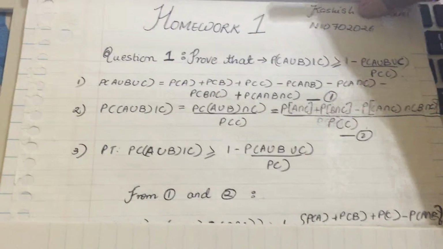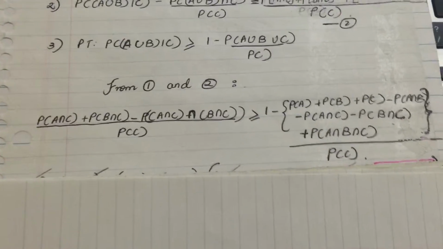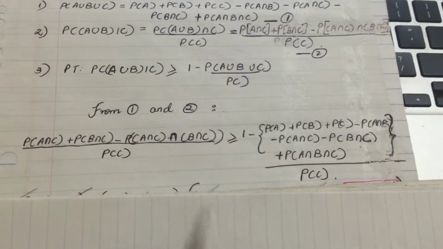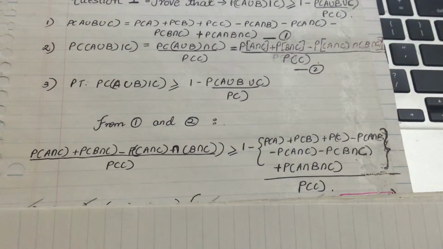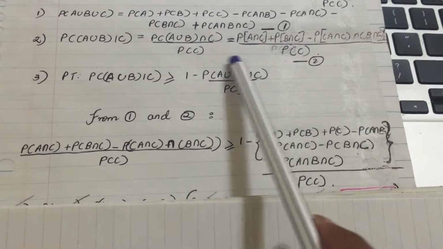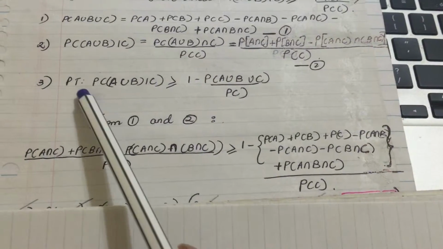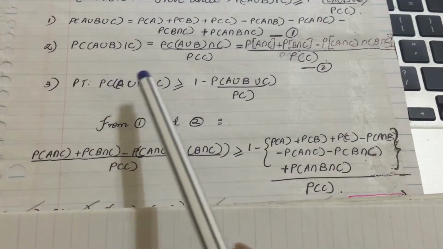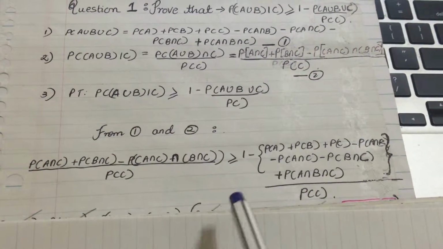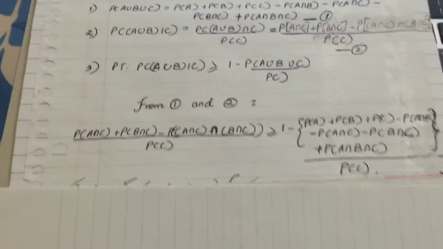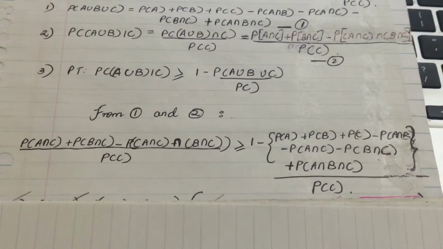Now from equation 1 and equation 2, we can put the values in our main prove that question, and when we put these values in our main question, this is what we get. We have substituted P of A union B union C by equation 1, and we have substituted P of A union B given C, P of A union B intersection C, by equation 2. And this is what we have got here. Our next step is a simple mathematical deduction where we just open these brackets.